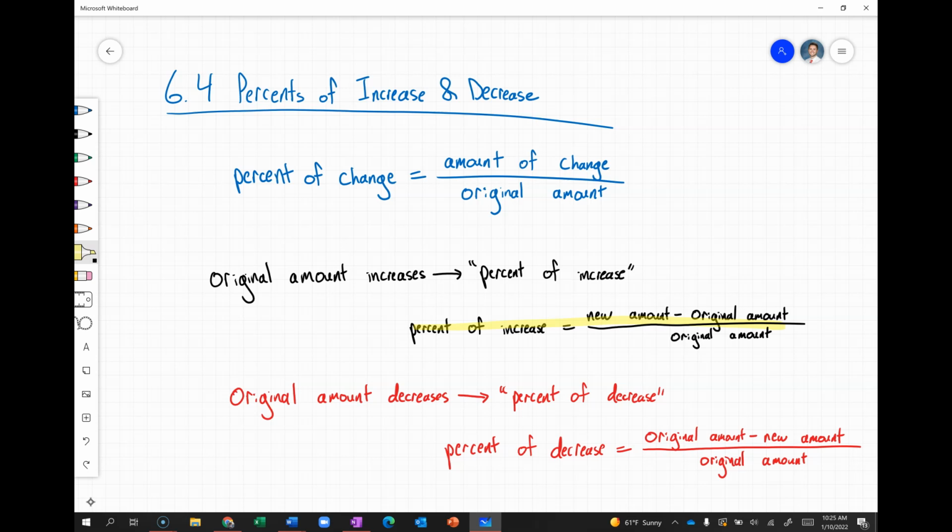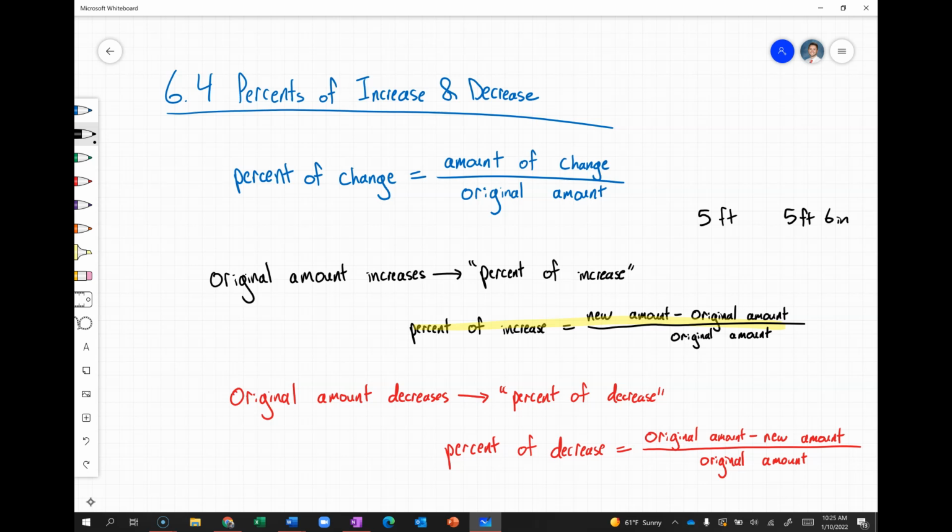So, for example, if you grew 6 inches in a year, right? Maybe your original height was 5 feet, and the following year you were 5 feet 6 inches. So we would take the new amount, 5 feet 6 inches, and subtract the original amount, 5 feet, and that would give us our amount of change, 6 inches. That's how much you grew. So we would take the 6 inches and divide by the original amount, 5 feet, and that would tell us our percent of increase, what percentage of your height you grew by.